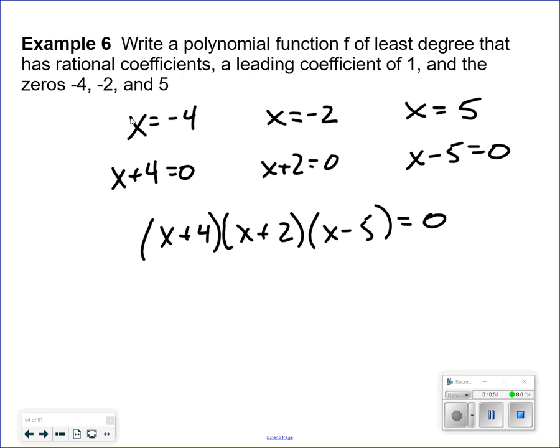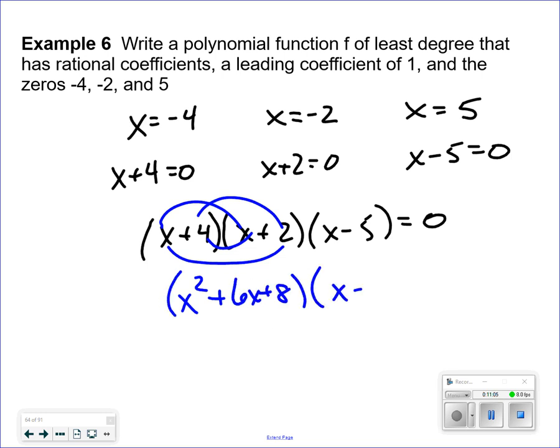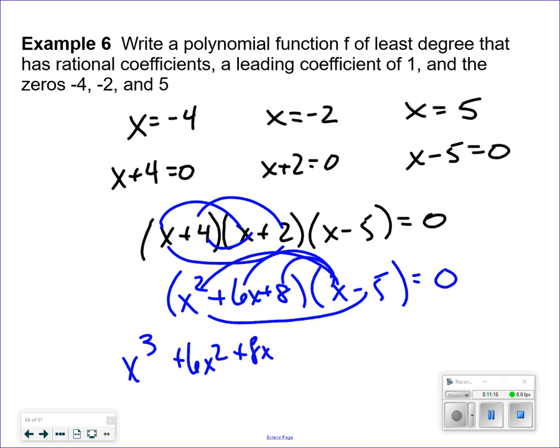Now, I want to FOIL this out. So I'm going to multiply the first two together. X squared plus 4x plus 2x makes plus 6x plus 8. So I went ahead and FOILed and added like terms. And now I'm going to multiply again. I'm going to show my work this time. X cubed plus 6x squared plus 8x, negative 5x squared, negative 30x, minus 40.